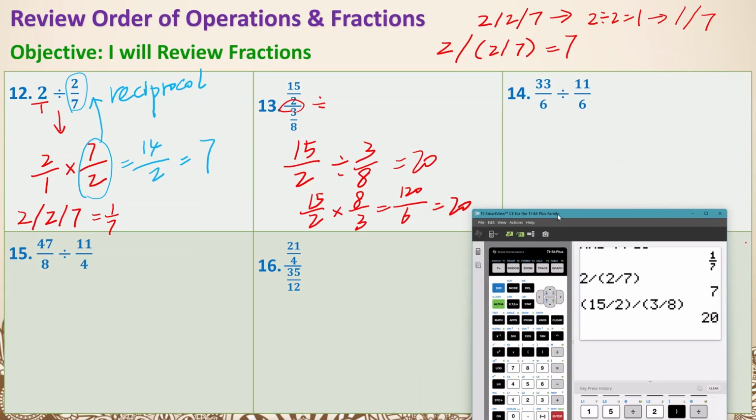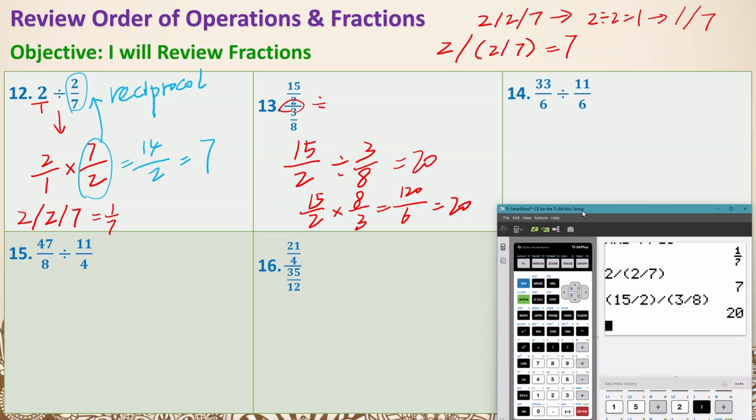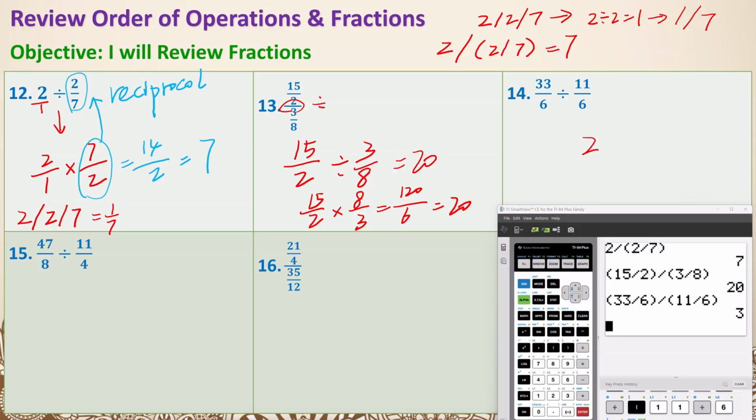Great. So that's 13. Now let's actually try to do it with all the rest of the questions. 14: parentheses, 33 divided by 6, parentheses back, divided by 11 divided by 6. And that is going to give us a 3. Okay. So again, make sure you put parentheses when you're typing division into our calculators.